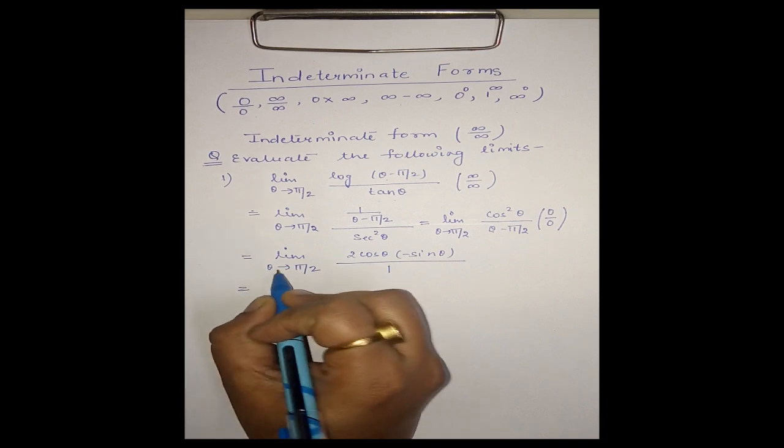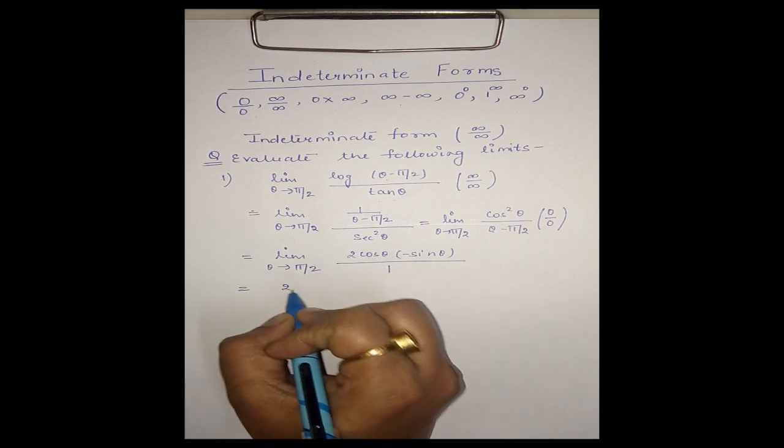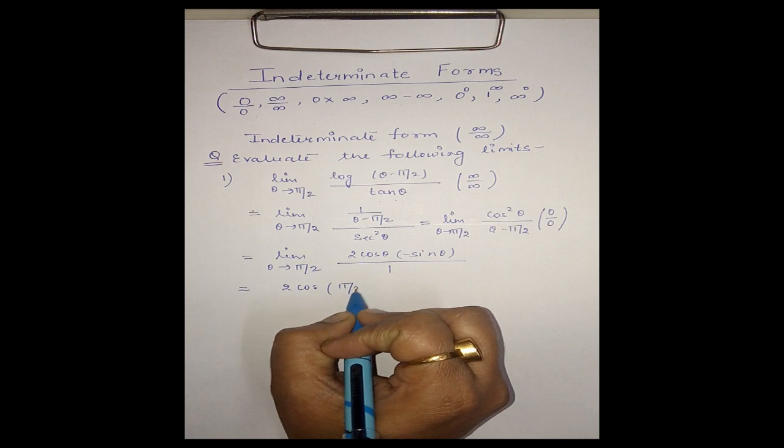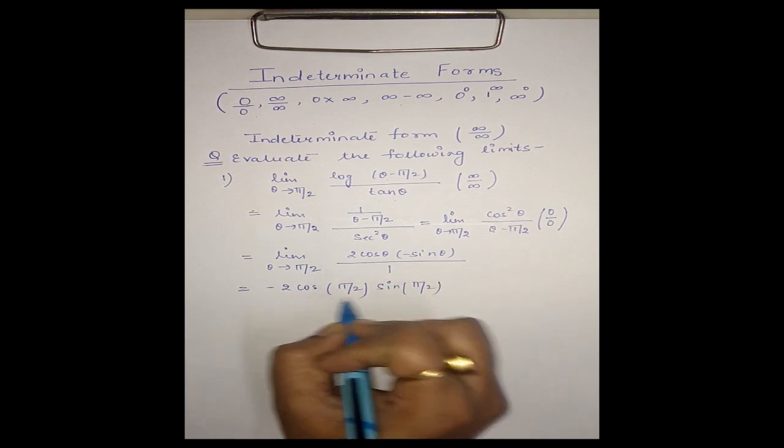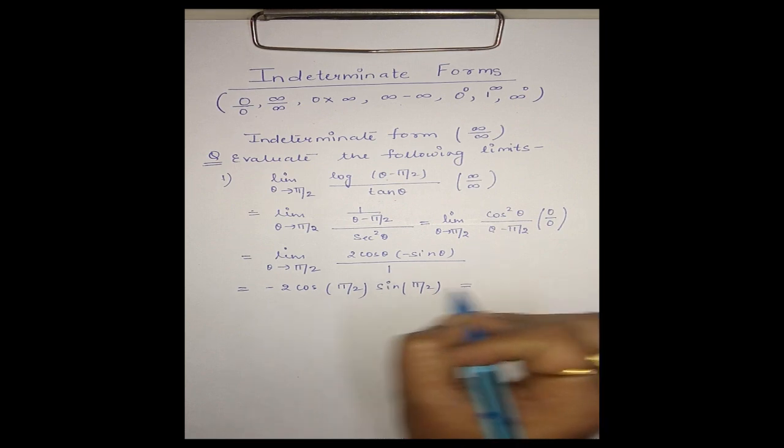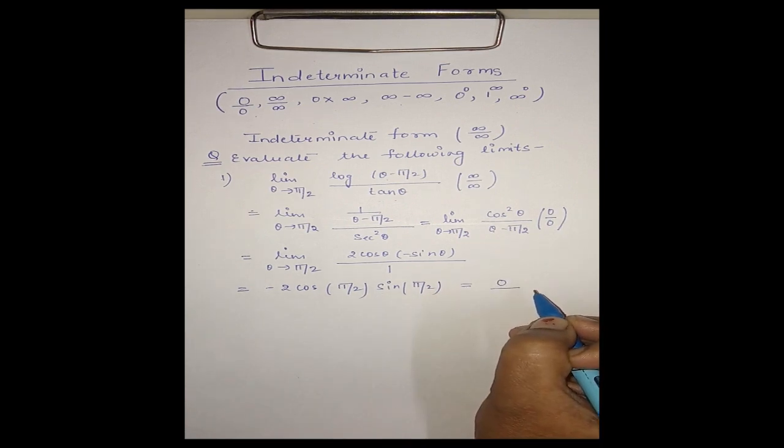Now on taking limit as theta tending to pi by 2, this will be 2 cos pi by 2 into minus sin pi by 2. And we know cos pi by 2 is 0 and sin pi by 2 is 1. Answer is 0.